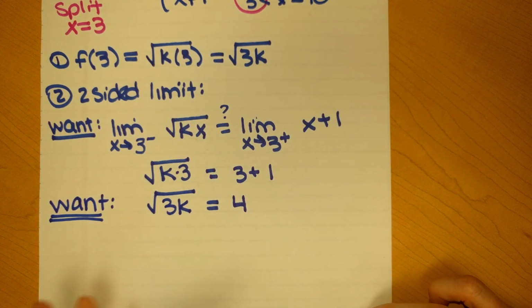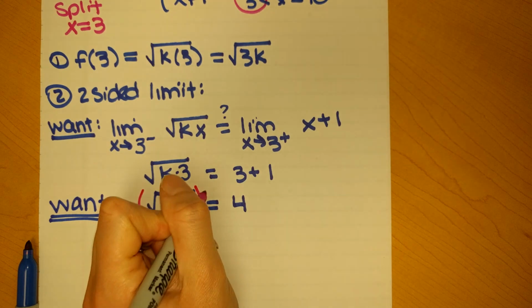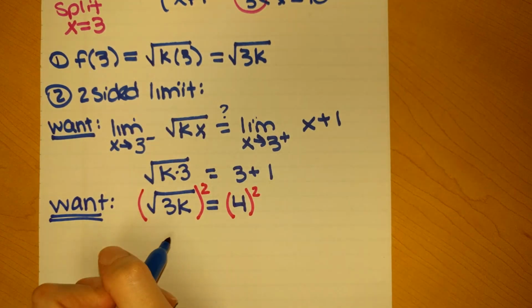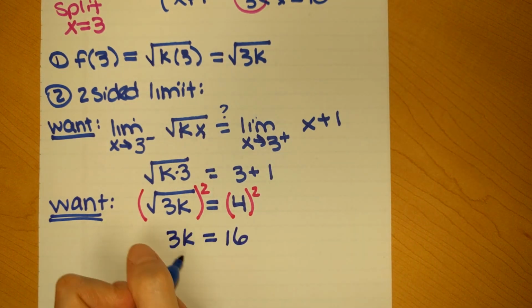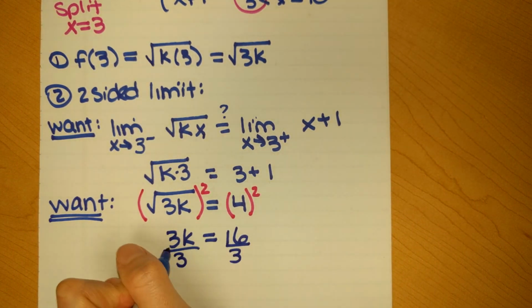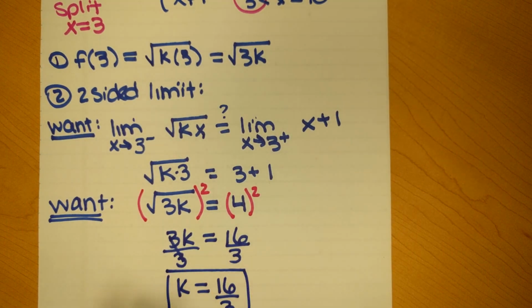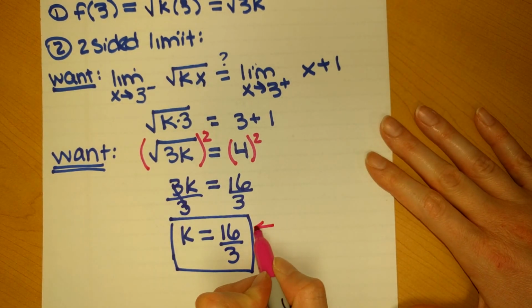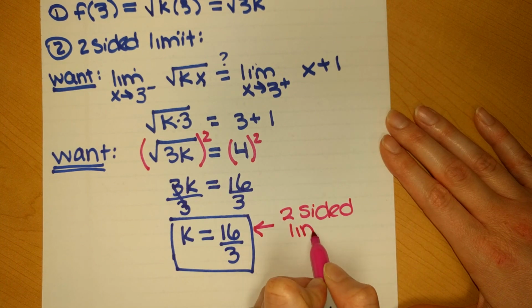So to solve this equation, we have a square root, so we need to undo the square root. We will do that by raising both sides to the second power, and that will give us 3k is equal to 16. And then to solve, we just divide by 3, and we get k is equal to 16 over 3. So by picking this k value of 16 over 3, this will ensure that the two-sided limit will exist.